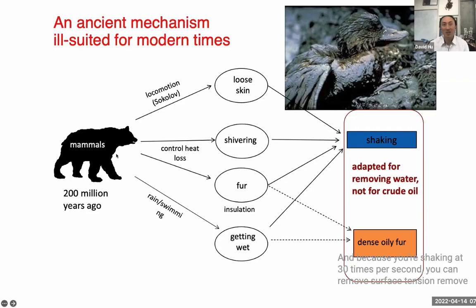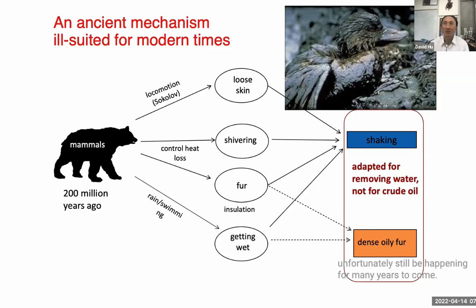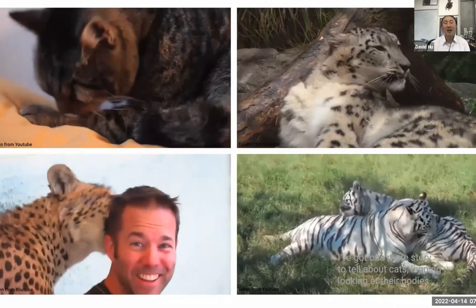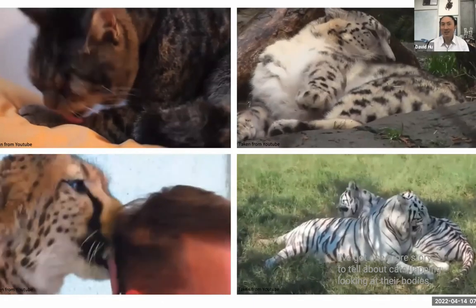Because you're shaking at 30 times per second, you can remove drops held by surface tension, but you cannot remove oil. So these animals covered in oil from oil spills, which will unfortunately still be happening for many years to come, cannot clean themselves on their own, because their methods have been tuned to the properties of water and not oil. I've got one more story to tell about cats lapping, licking their bodies.